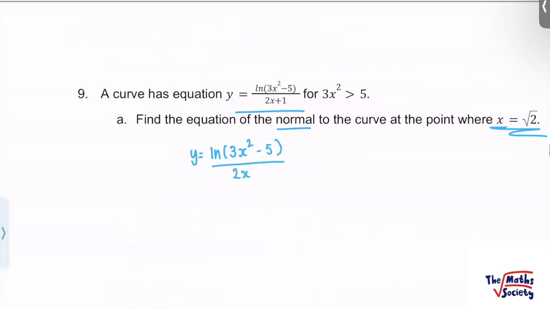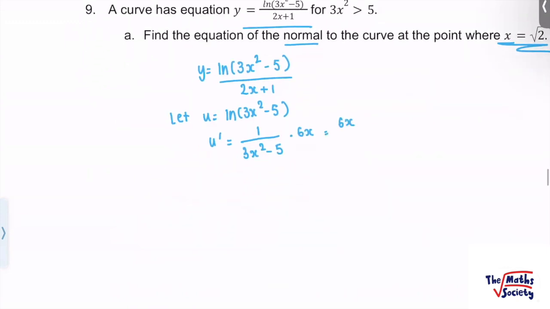Divided by 2x plus 1. And I let u equal ln 3x squared minus 5, and u prime is going to be 1 by 3x squared minus 5, multiplied with 6x. So it's going to be 6x by 3x squared minus 5. V is going to equal 2x plus 1. V prime is just 2.